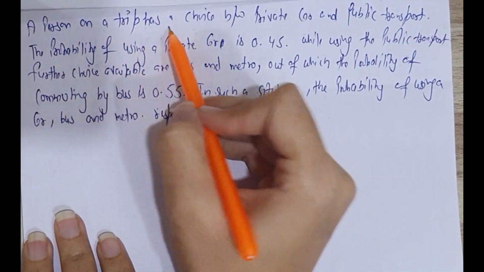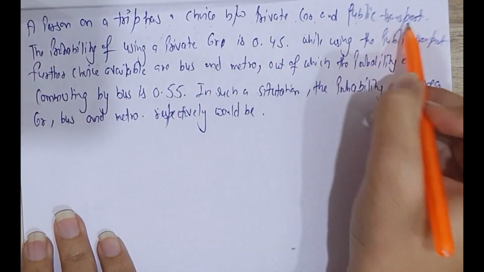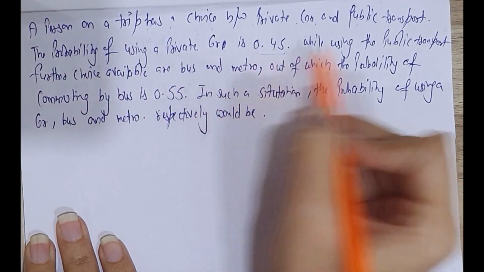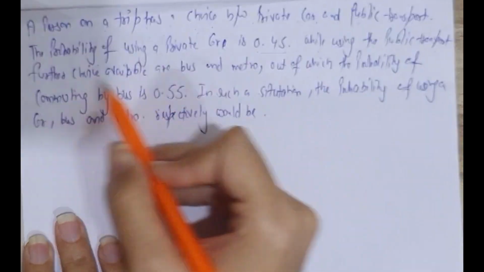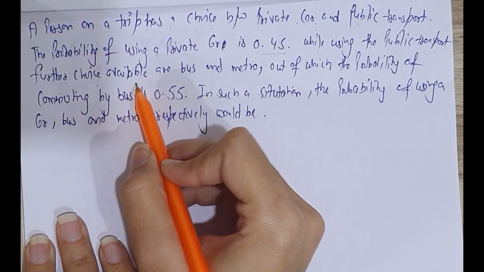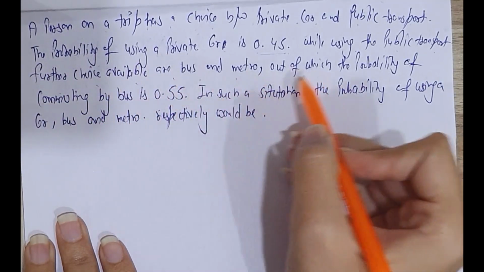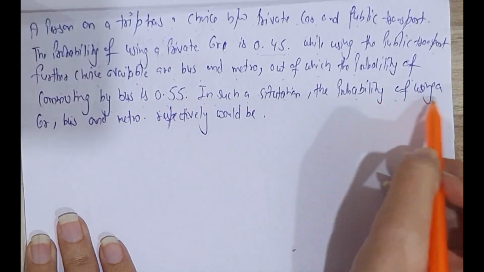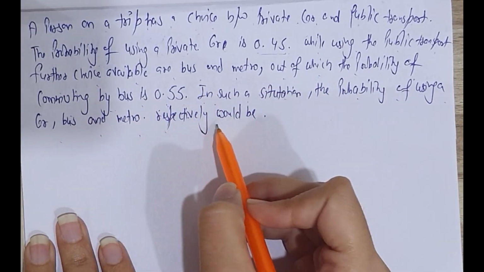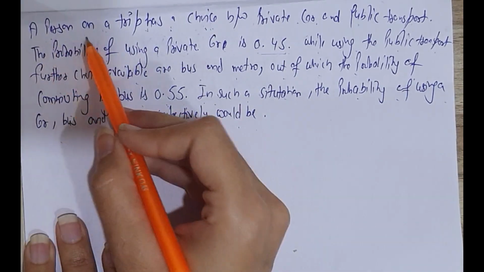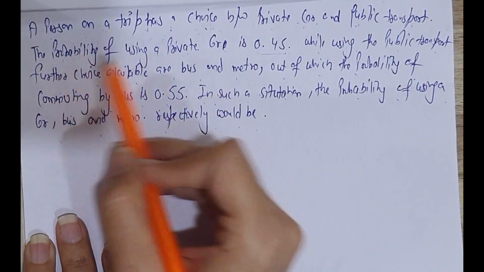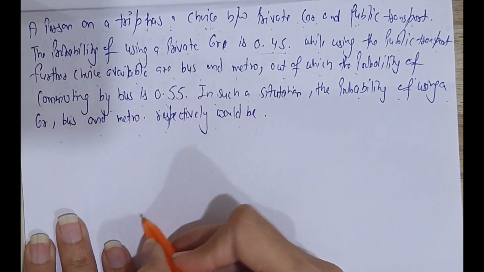A person on a trip has a choice between private car and public transport. The probability of using a private car is 0.45, while using public transport is the rest. Further choices available are bus and metro, out of which by bus is 0.55. In such a situation, the probability of using car, bus and metro respectively would be? Here the person has a choice between private car and public transport. The probability of using a private car is 0.45.